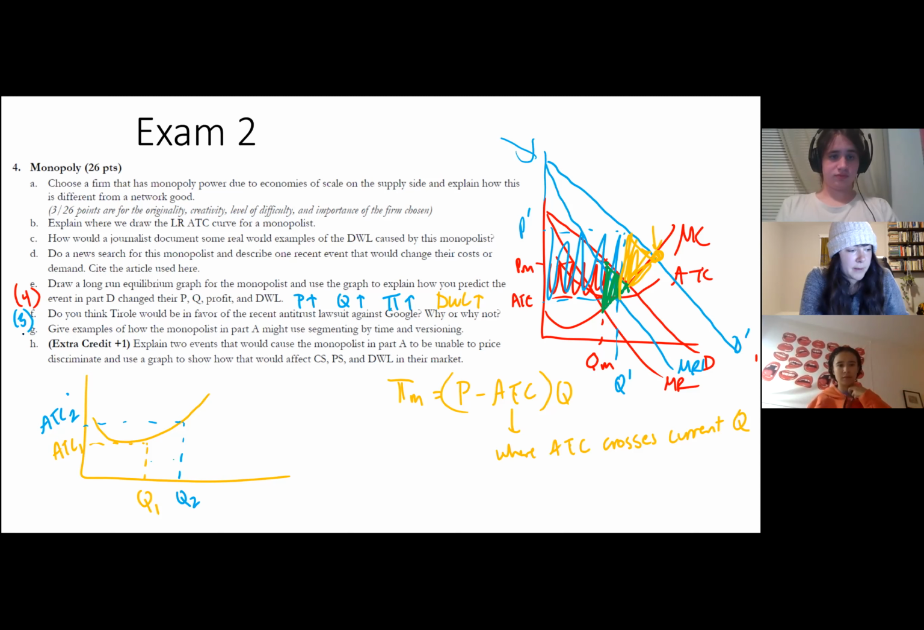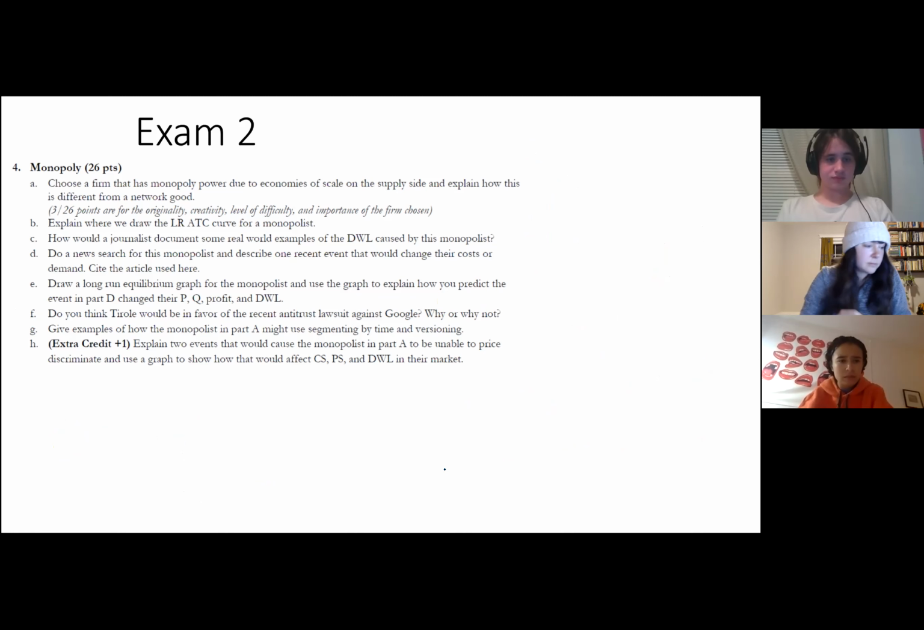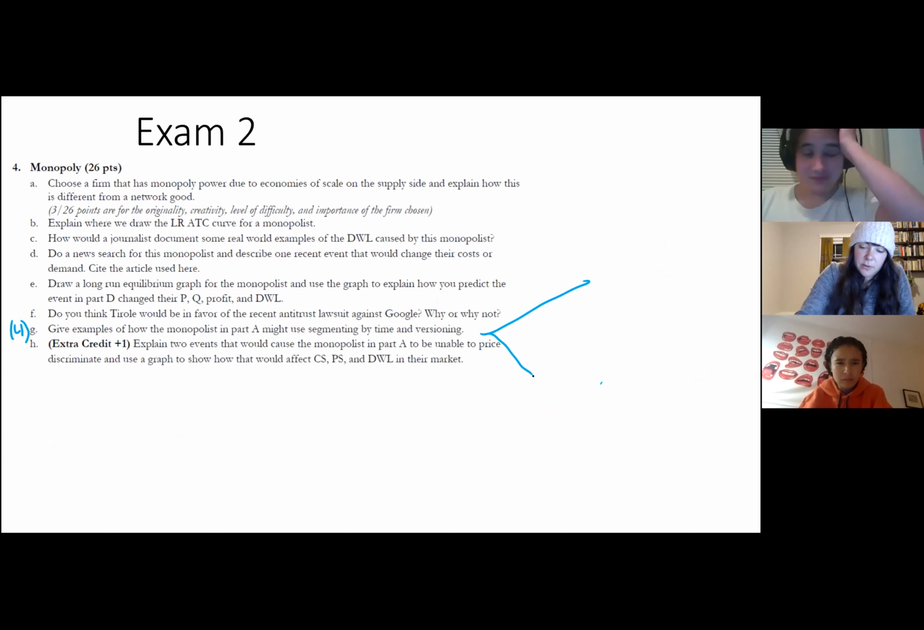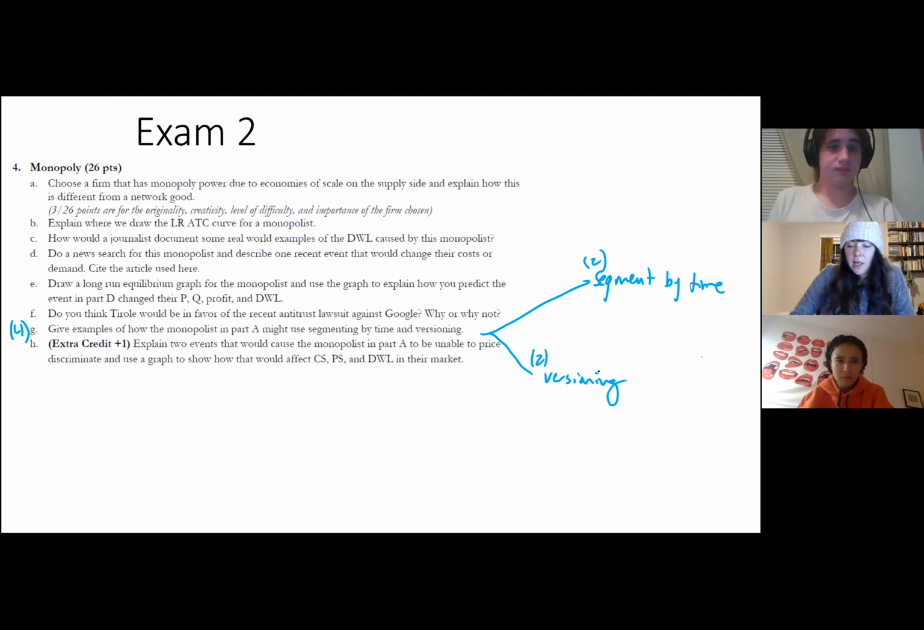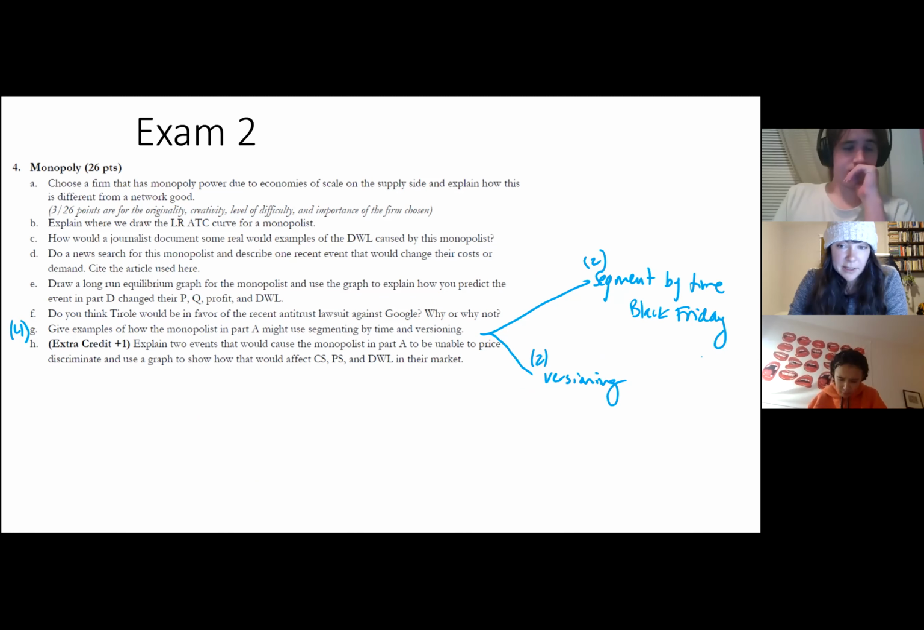Give examples of how the monopolist in part A might use segmenting by time and versioning. So G was worth 4 points. 2 of those were for segmenting by time, and 2 of those were for versioning. Segmenting by time is where they know ahead of time that people are cheap at a certain time. So this is like the Black Friday story where all of the prices are lower because they know people on Black Friday are really price sensitive.